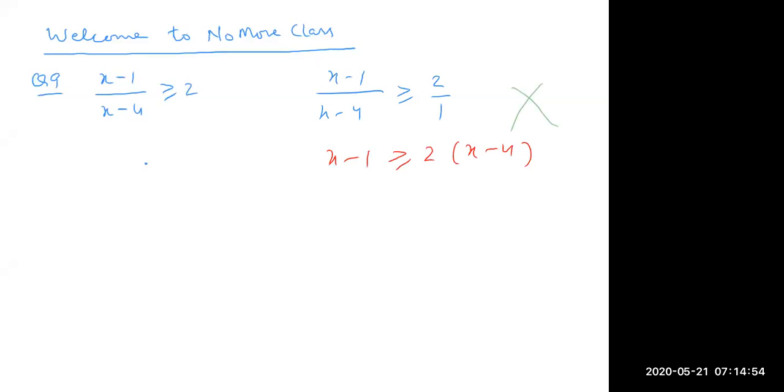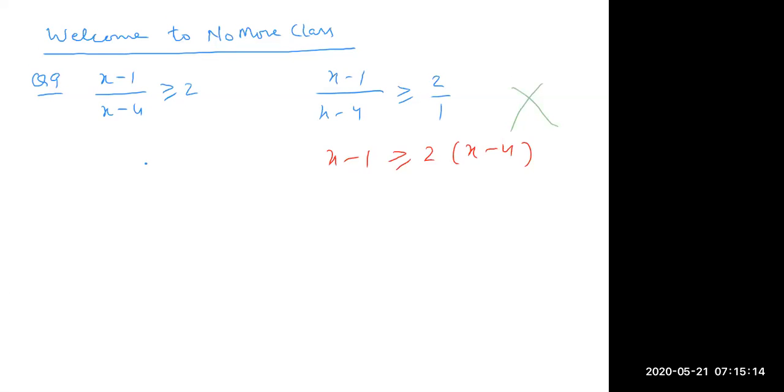The reason is we don't know x minus 4. This is a variable. This is positive or negative. Because if it is negative, the inequality will change. So we must never cross multiply in this way. So whenever the right hand side is not 0, we must make it 0.